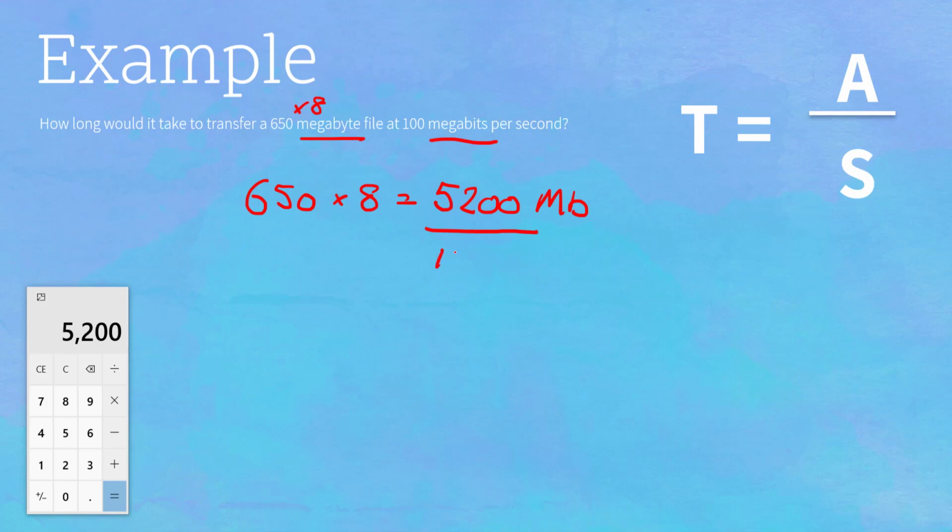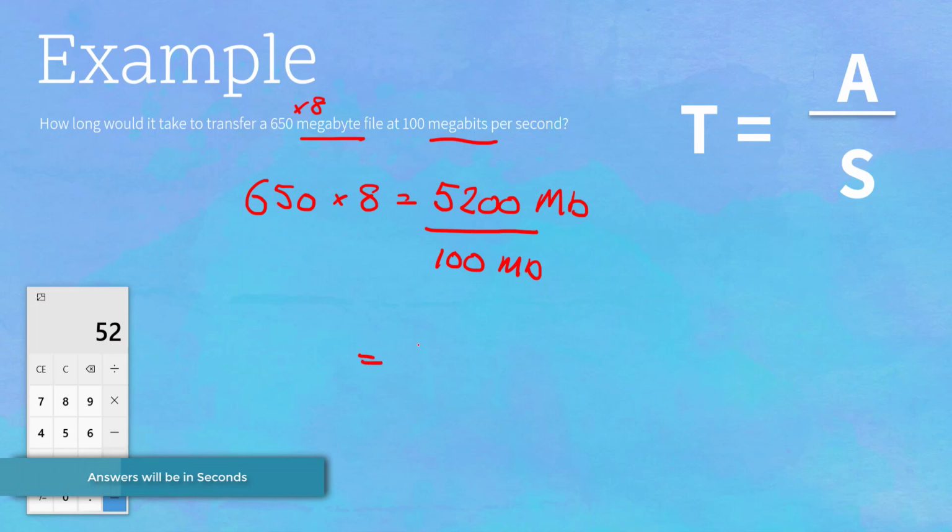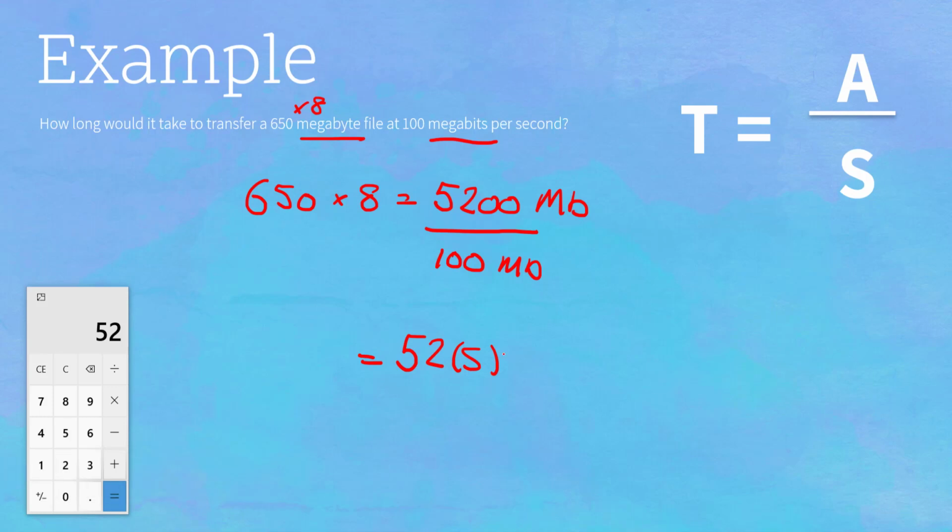So our speed is 100 megabits per second, so we know that they're in the same units. Now that we have 5200 megabits, all we need to do is divide it by 100, and that will give us the answer. So the answer here is equal to 52 seconds.